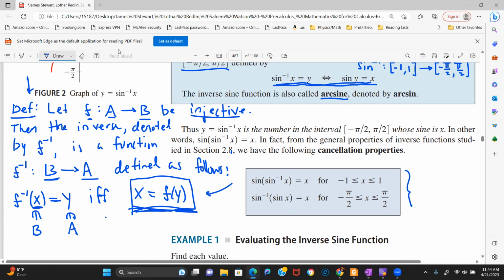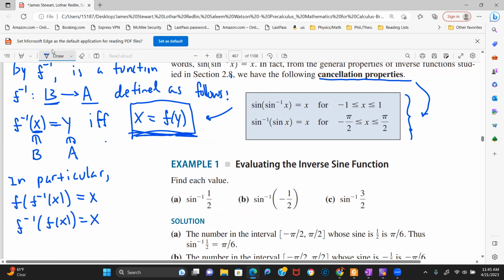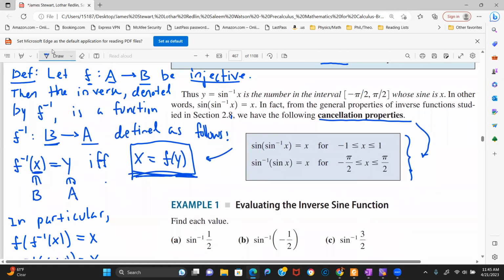And then these are the cancellation properties. Well, it's already written there. These are the cancellation properties right here. And again, this is just true more generally. In particular, we can say f of f inverse of x is equal to x, and f inverse of f of x is equal to x. Remember, these are the cancellation properties for a function and its inverse, and these two relations come from these right here.